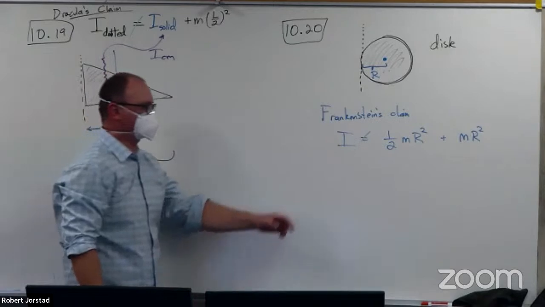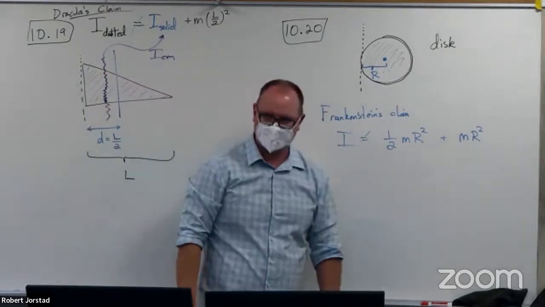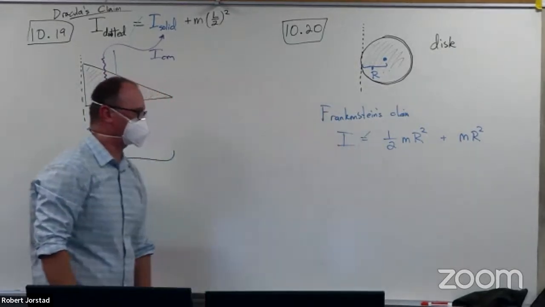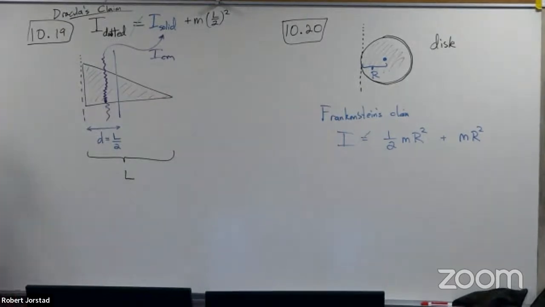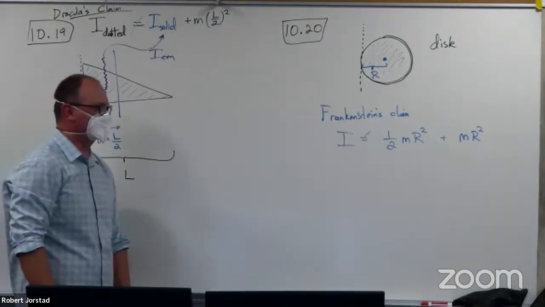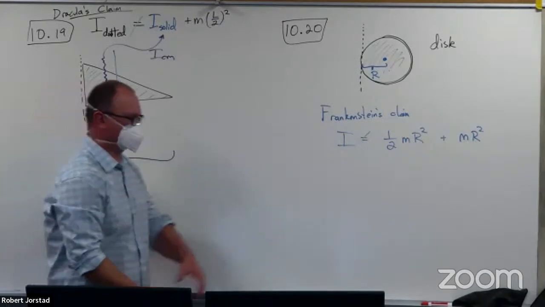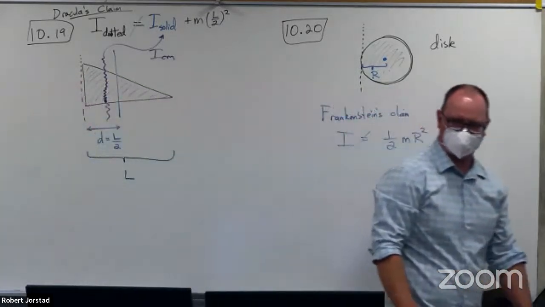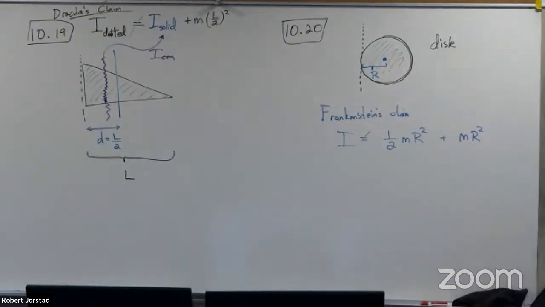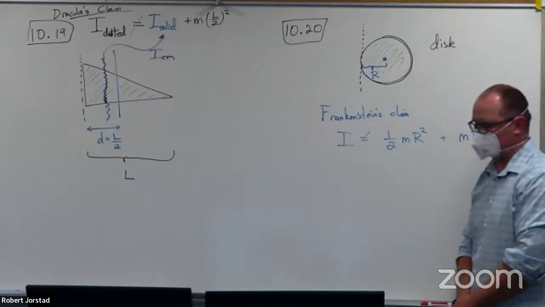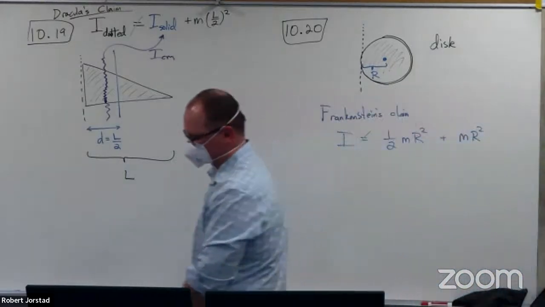Let's go over here to Frankenstein's claim. Why is Frankenstein wrong too? Let's take a second to look at Frankenstein real quick. You got a disk. Frankenstein claims it's 1/2 mr squared plus mr squared. Physics instructor says no, bad Frankenstein.